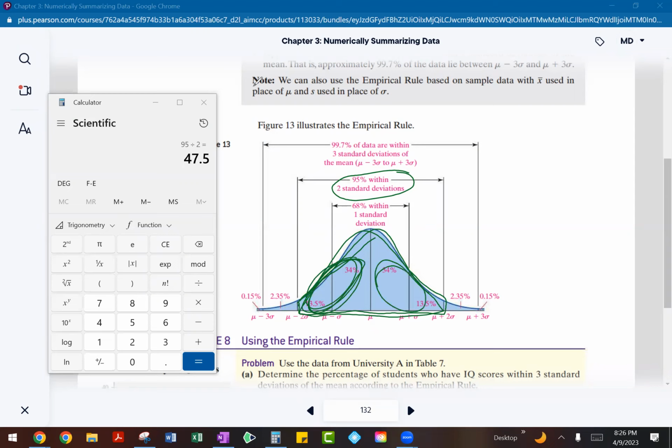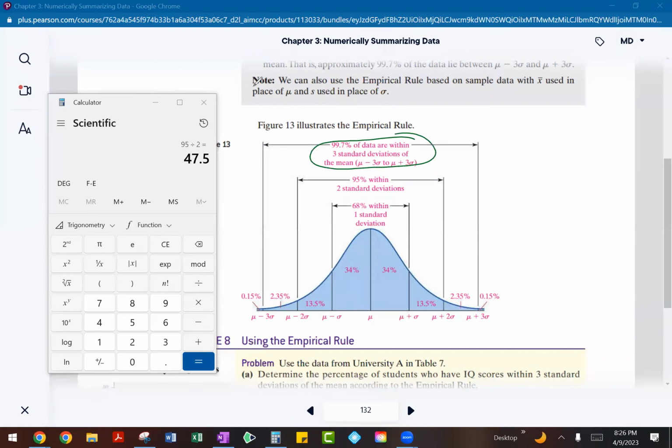you are going to have 47.5% on the left-hand side and 47.5% on the right-hand side. So again, that's coming from that symmetry we're talking about. And then when you go within 3 standard deviations of the mean, you are, of course, looking at 99.7. So that's going to be from here to here, and all of this area.